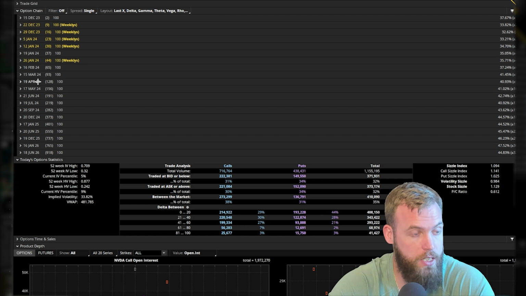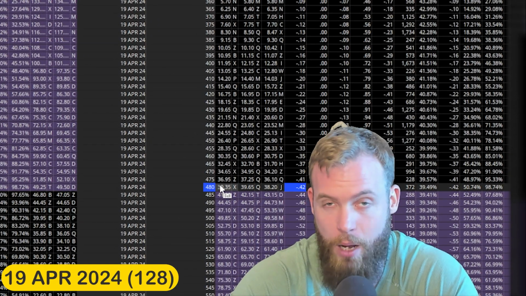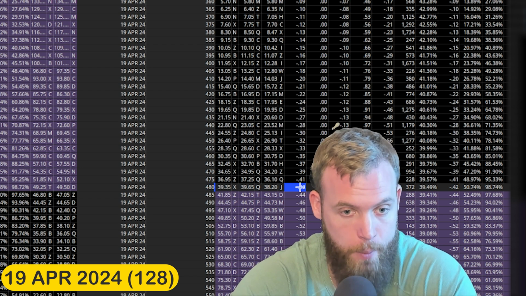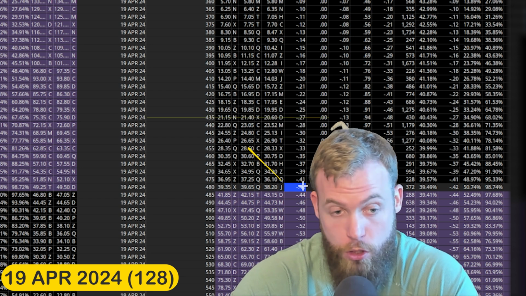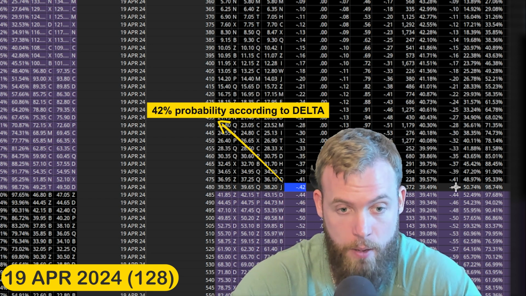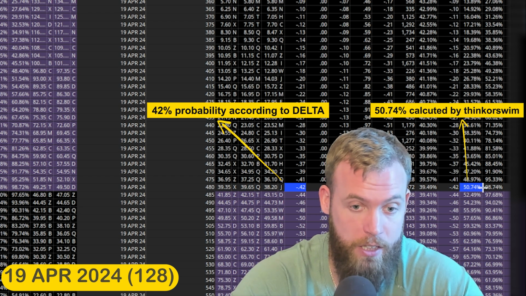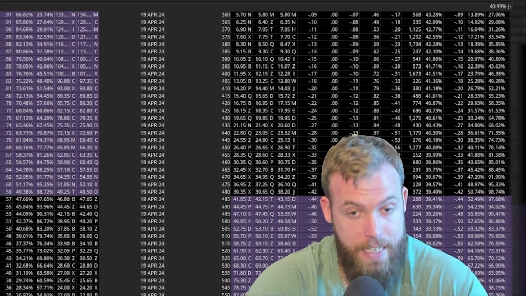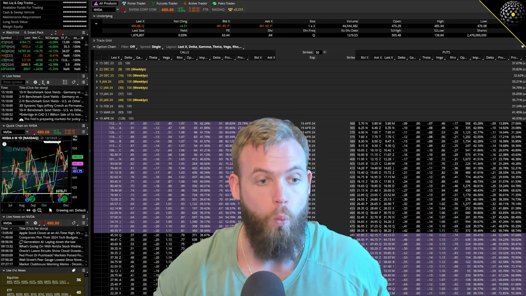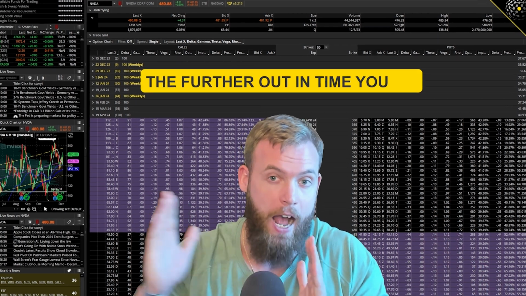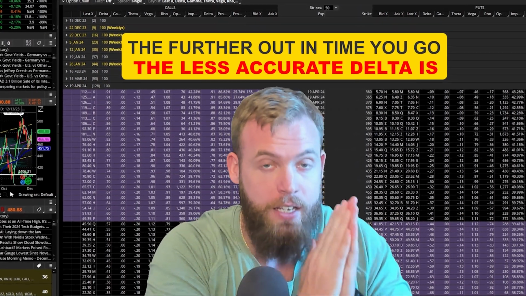Let's go to this 19 April, 128 DTE. I'm going to look at this 42 delta 480 put. I'm just taking essentially the first out of the money put. The 42 delta out of the money put now has a 42% probability according to delta, but according to the option, it's 50.74% as calculated by Thinkorswim. So what do you notice? Ideally, you notice something that's pretty clear at this point. What's happening is the further out in time you go, the less accurate delta is.